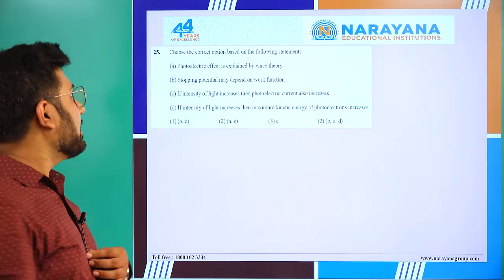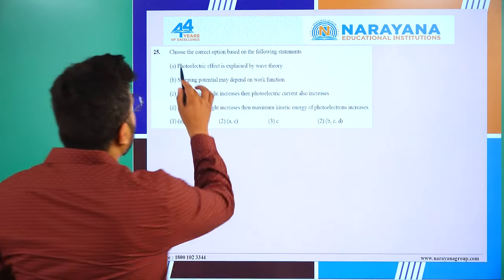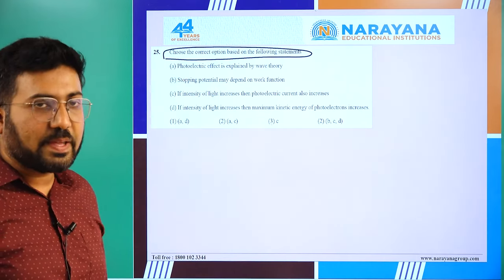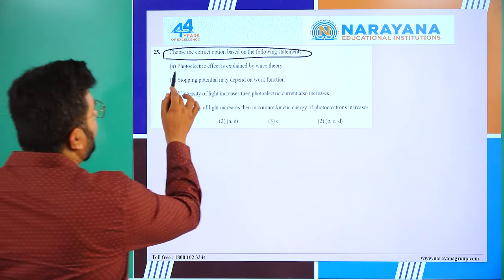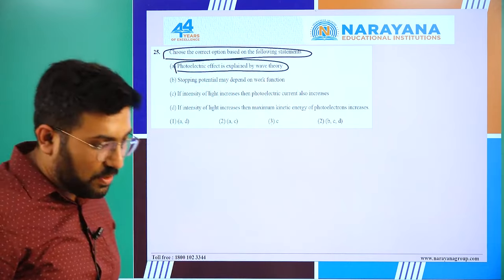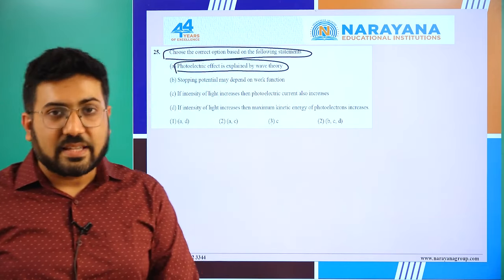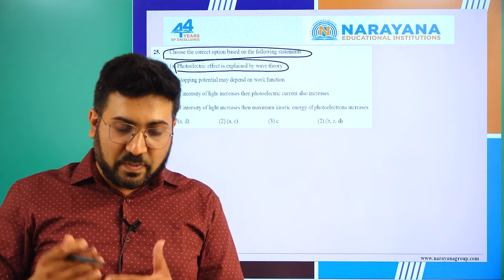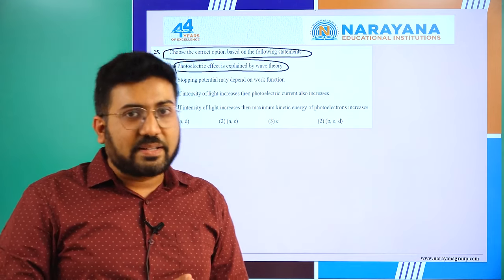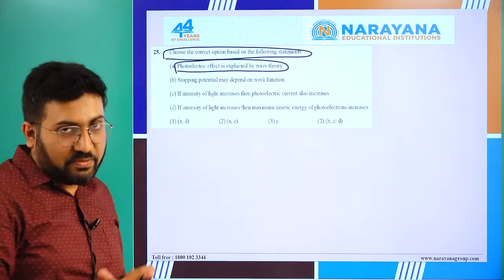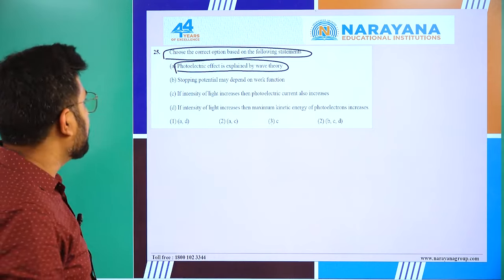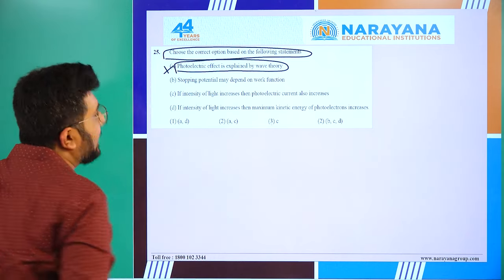The next question here is, choose the correct option based on the following statements. Okay. The first option is photoelectric effect is explained by wave theory. Obviously, it is wrong. The wave theory explains interference, diffraction, and polarization, but the photoelectric effect is explained by the particle nature of light. So, the first statement is incorrect.